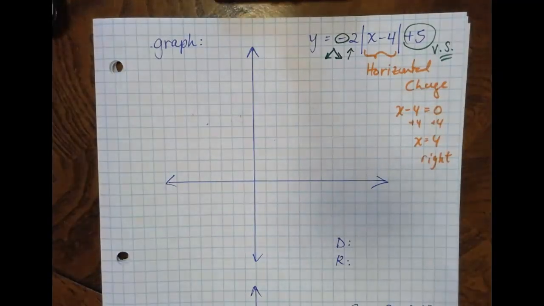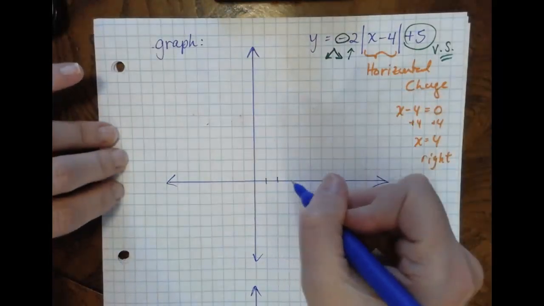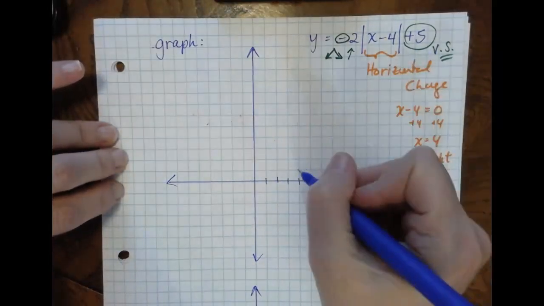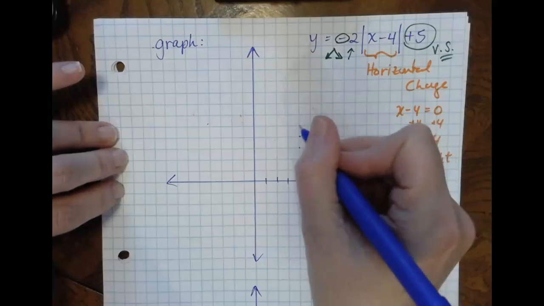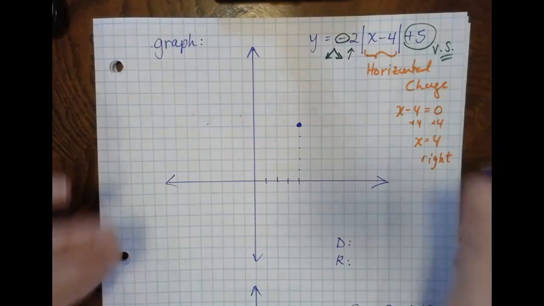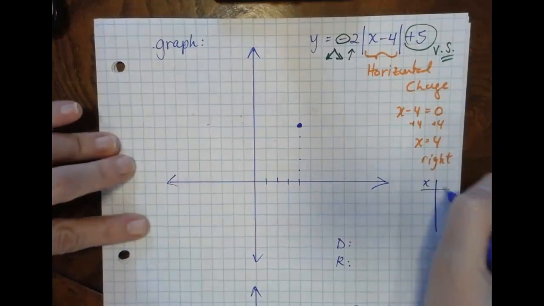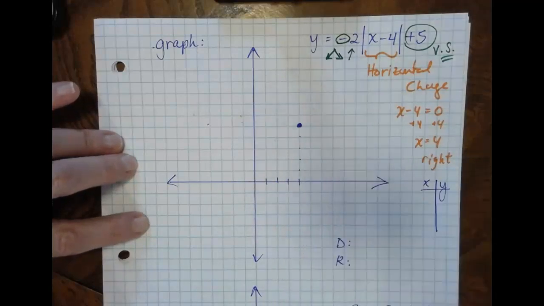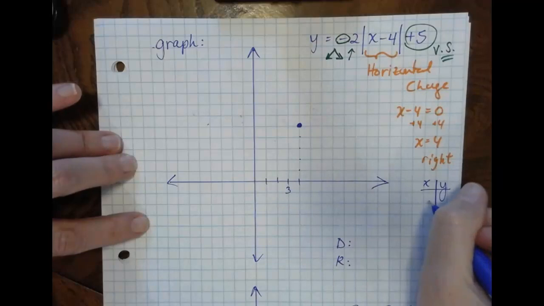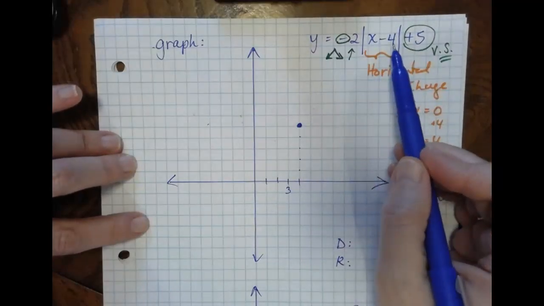So now if we're going to graph that, and we have a horizontal change of 4 to the right and up 5, 1, 2, 3, 4, 5. So there's the point where we're going to start. And once again, if you want, you can make a little XY chart once you get that first point. So what do we get if we plug in 3? Let's find out. 3 minus 4 is -1.